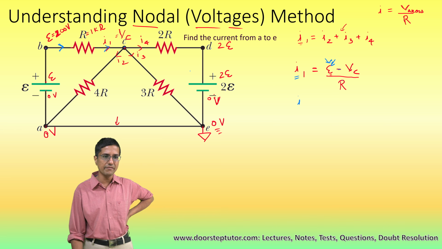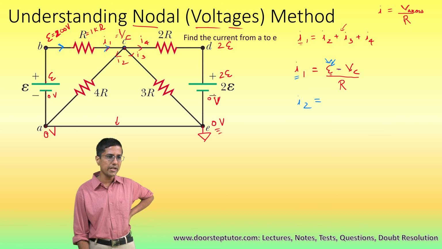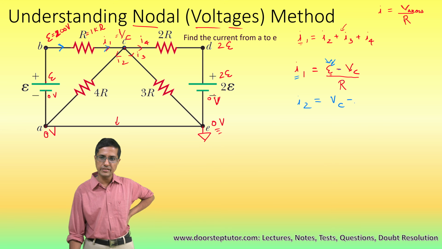Similarly, I can write the value of I2 as well. Very, very simple, nothing complicated. What is the value of I2? The starting point is Vc. The ending point for the current is 0. Very, very simple, and this is divided by 4R. Now, similarly, I can write the value of I3. I3 becomes the starting point, which is Vc minus 0, divided by 3R.